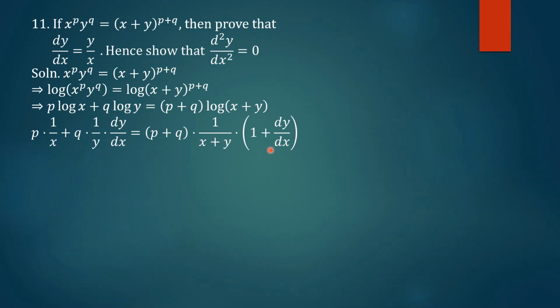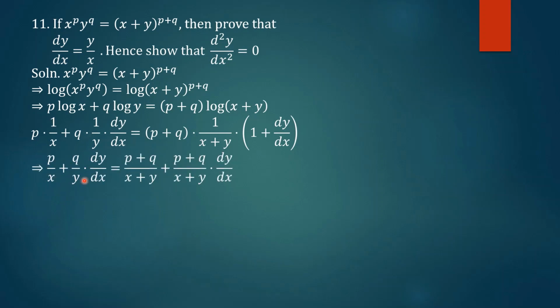Now just to simplify it, you see the next line. It is p by x plus q by y dy/dx is equal to, completing the product on the right hand side, (p plus q) by (x plus y), then plus (p plus q) by (x plus y) into dy/dx. Now these two terms, this term and this term, contain dy/dx. So you have to take both of these terms containing dy/dx on the left hand side and shift the other term to the right hand side.